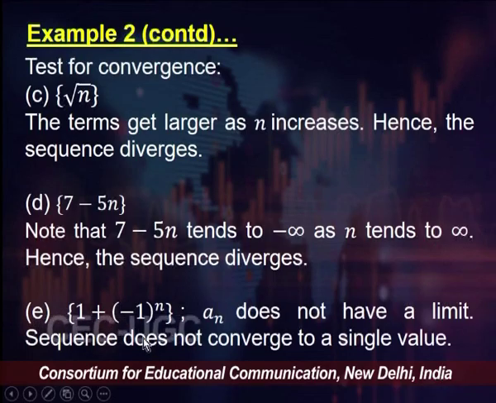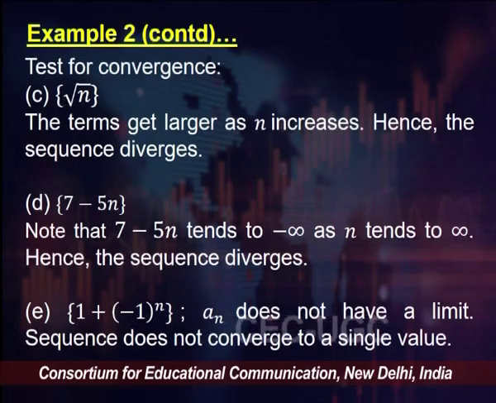Finally, look at this sequence, 1 plus (minus 1) to the power n. If we get a sense of what the numbers look like, if n is 1, this would be a 0. If n is 2, this would be 2, because minus 1 to the power 2 would be 1 and 1 plus 1 is 2. So you are going to get a sequence which is oscillating between 0 and 2, and in this case a sub n will not have a limit. So we conclude that the sequence does not converge to a single value.